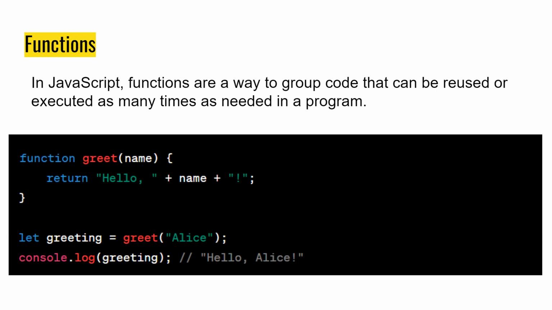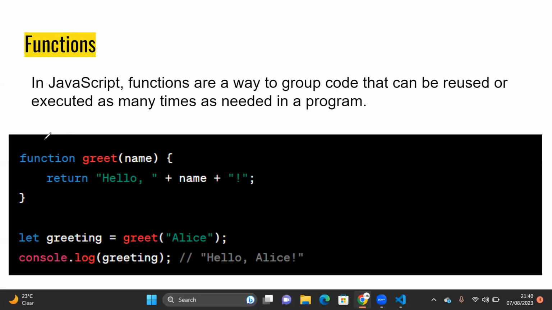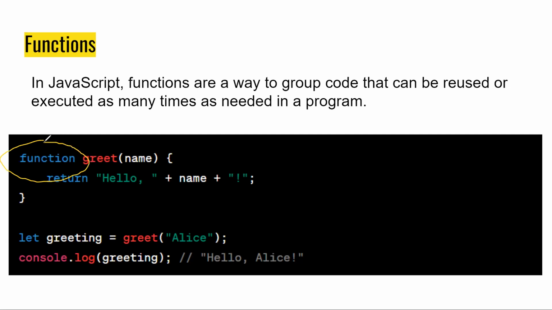Declaring a function begins with this keyword called function here. Let me annotate on my screen. So it begins with this keyword function. This keyword is a JavaScript reserved word. So when your code sees this function keyword, you understand that you're trying to declare a function. Then the next thing is followed by the name of the function. So this greet is just the name you want to call this function.